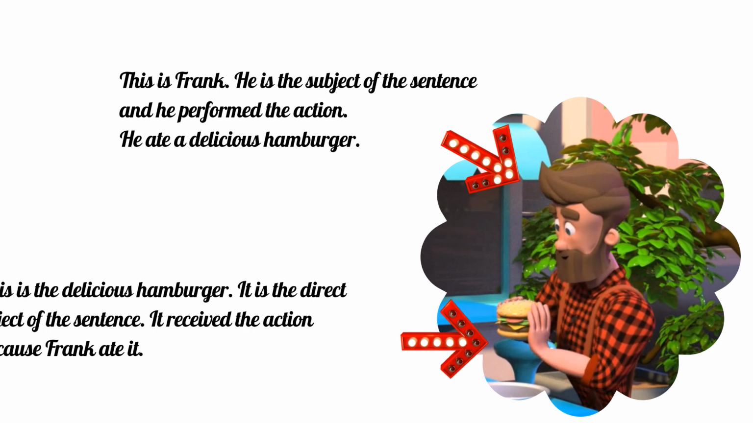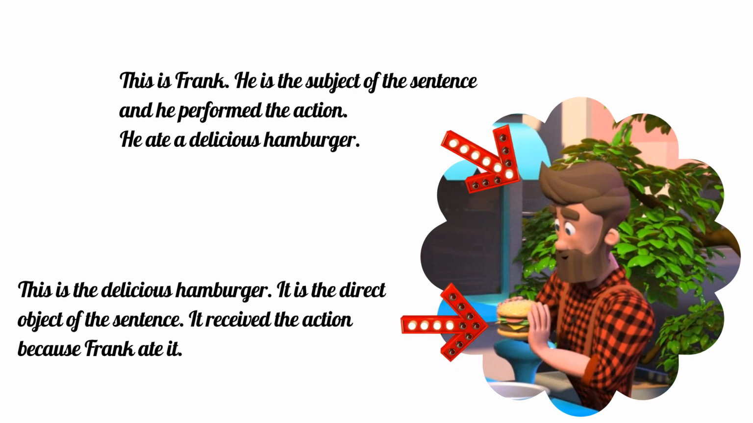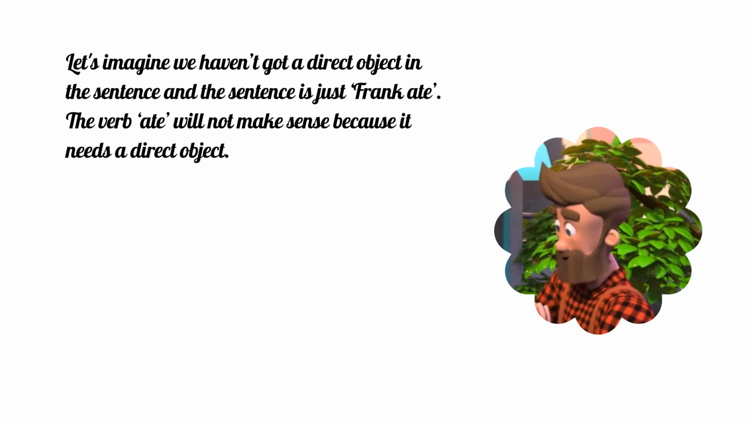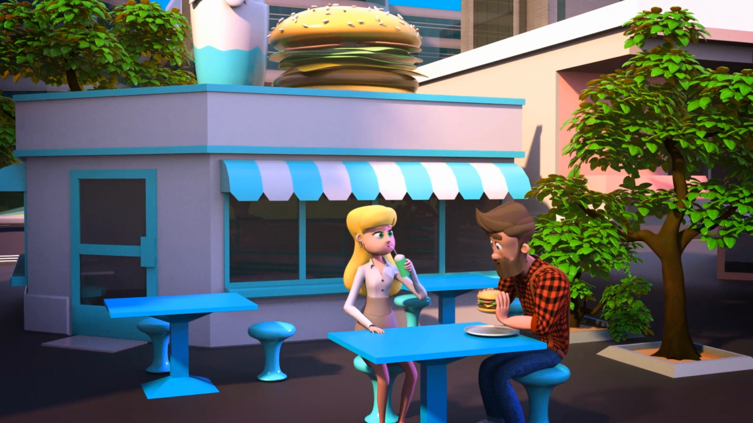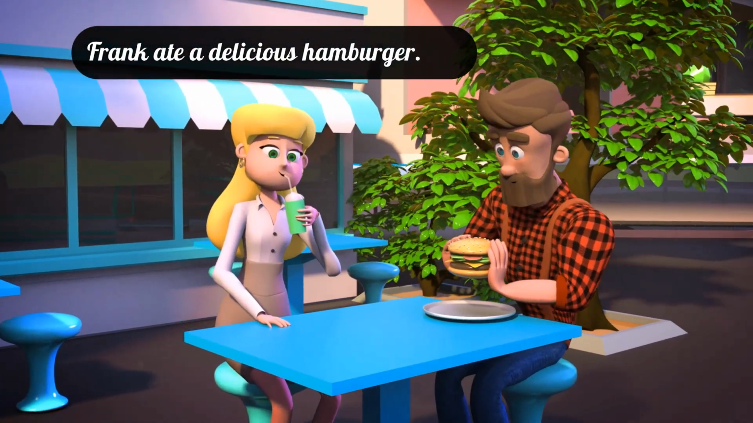This is the delicious hamburger. It is the direct object of the sentence. It received the action because Frank ate it. Let's imagine we haven't got a direct object in the sentence and the sentence is just Frank ate. The verb ate will not make sense because it needs a direct object. Frank ate what? Frank ate a delicious hamburger.